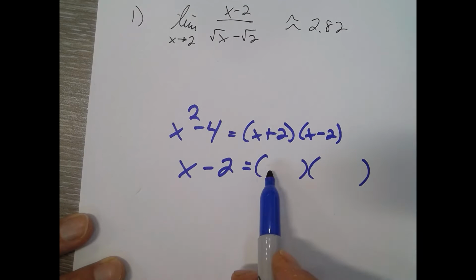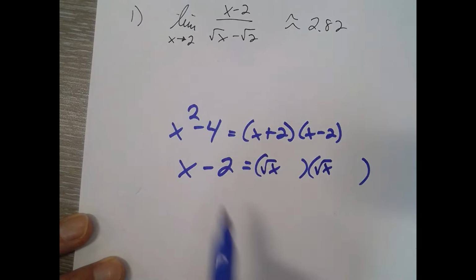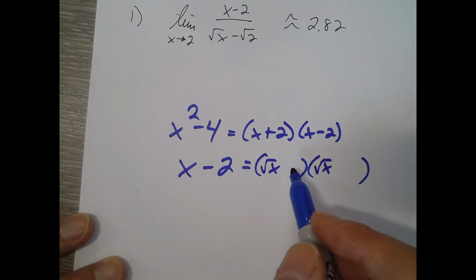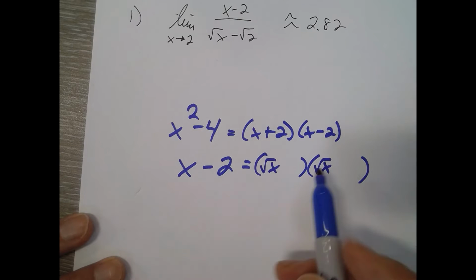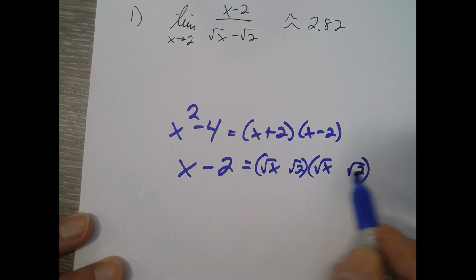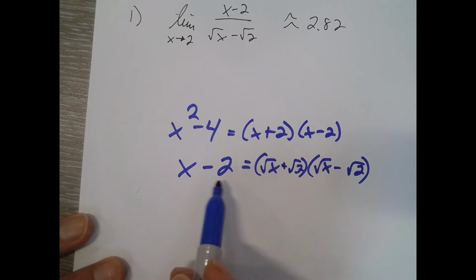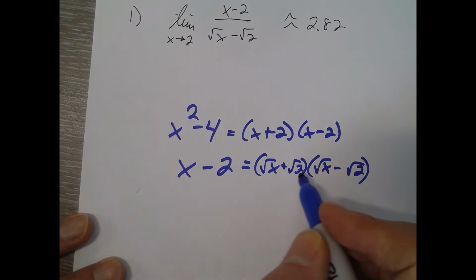What do you suppose would go in the first two spots here? Square root of x, because the square root of x squared gives you x. What's going to go in the other two spots? Square root of 2. So square root of x plus square root of 2, square root of x minus square root of 2. You can actually factor x minus 2 as a difference of squares.